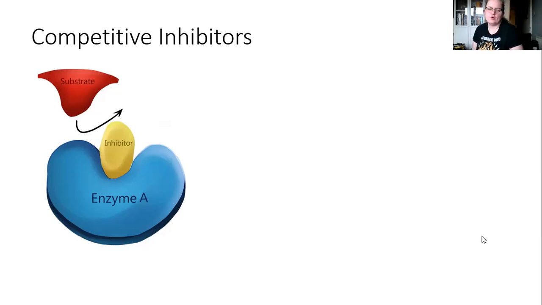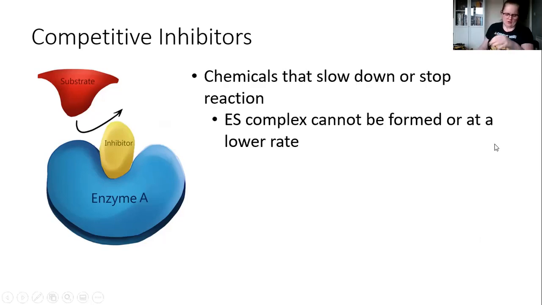So we've got enzyme A, its substrates come along and it cannot bind at the active site because there is an inhibitor in place. So what happens is competitive inhibitors are chemicals that will either slow down or completely stop a chemical reaction.